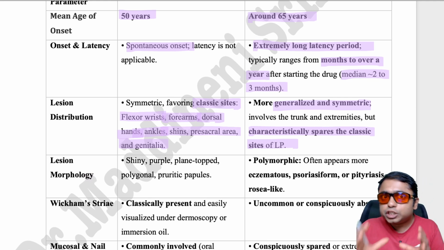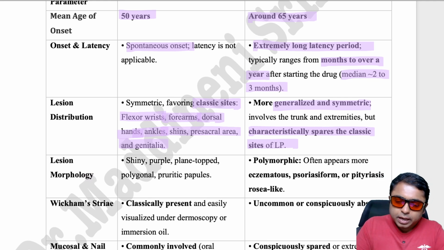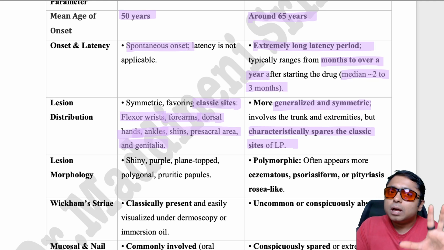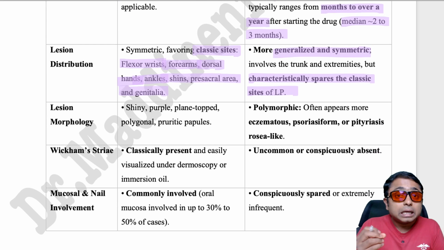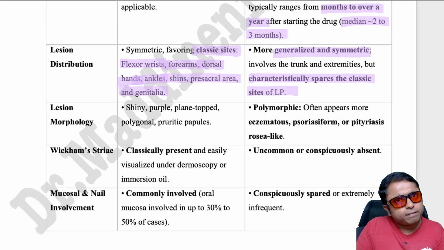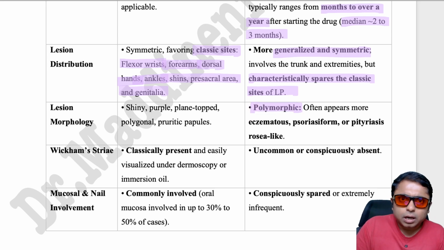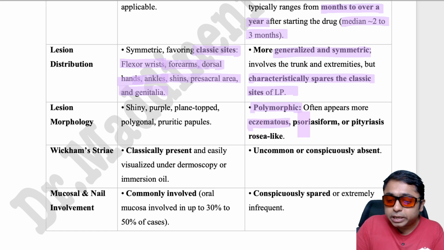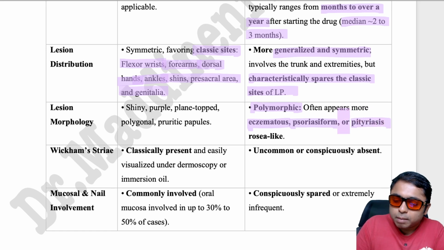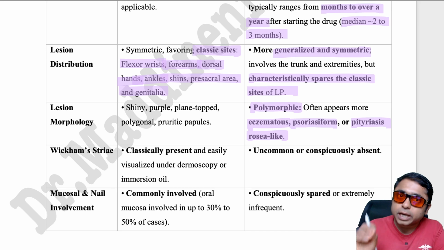Not only that, the lesion morphology is also going to be very different. If you remember, in classic lichen planus, you all know the 6 Ps: pruritic, purple, polygonal, planar papules and plaques, which are flat-topped. This is the classic description, whereas in drug-induced lichen planus, the morphology is very different. It could be polymorphic, that is, patients can present with eczematous lesions over the body. There could be psoriasiform lesions. If you remember, we have already discussed which medication psoriasiform lesions were associated with: anti-malarials commonly. Pityriasis rosea-like lesions can also be present.